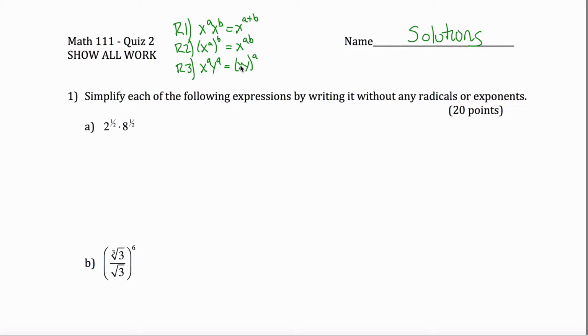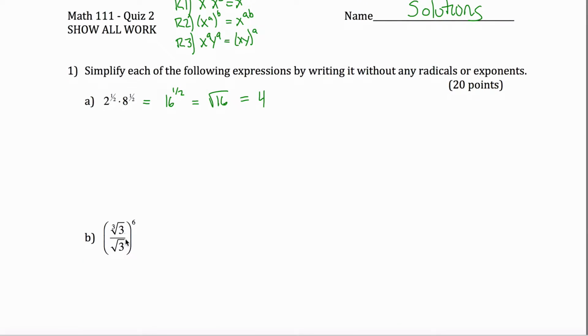So this one is really a straightforward application of Rule 3. Playing the role of x is 2, playing the role of y is 8, and I have the same exponent. So that tells me that I can rewrite this as 16 to the 1/2 power. But raising something to the 1/2 power, this is one of our consequences, is the same as just taking the square root of that thing, and the square root of 16 is the number 4. So this answer would just be 4.